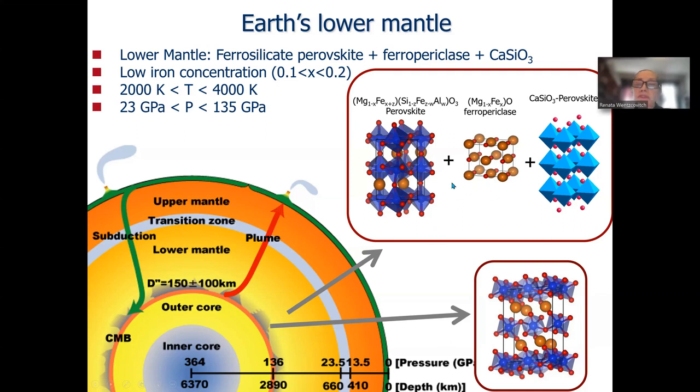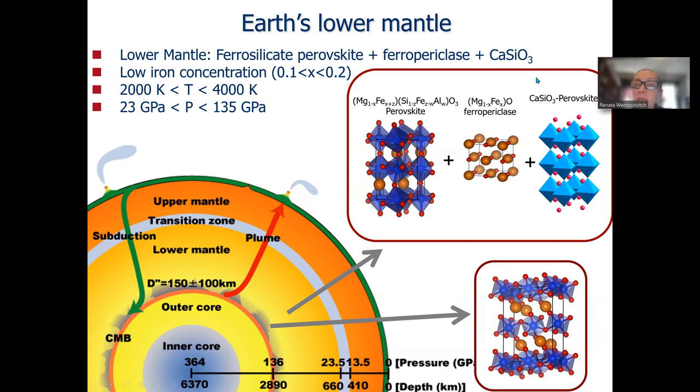The materials that form this region are these ones. This is a magnesium silicate perovskite, with the Pbnm distortion. It is the main perovskite, the mother of all perovskites, essentially. Almost 60% of the volume of the Earth could be just this material. It has iron, ferrous iron, it can have ferric iron, and it has aluminum as well.